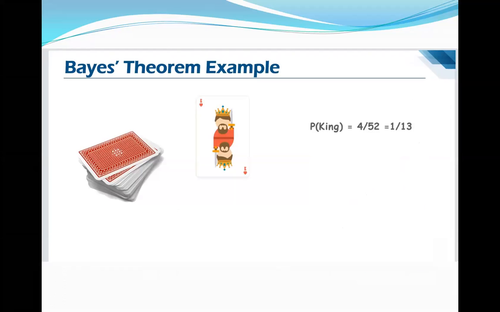How does the naive Bayes theorem really work? Suppose I am going to pick a card from a deck of cards. What is the probability that the card is a king? How many kings are there in the deck? We have 4 different kings out of 52 cards. So the probability of king is 4 divided by 52, which is 1 by 13.